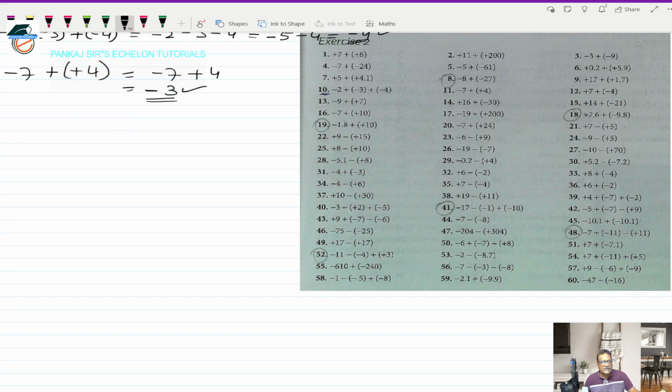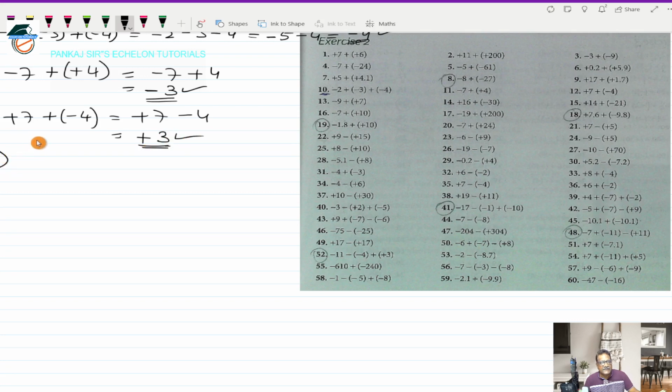Question number 12 says plus 7 plus a minus 4. So this will work out to plus 7 minus 4. And now because they have opposite sign, I'll put the sign of the bigger number, that is plus. And then 7 minus 4 is 3. So this is the answer, plus 3.